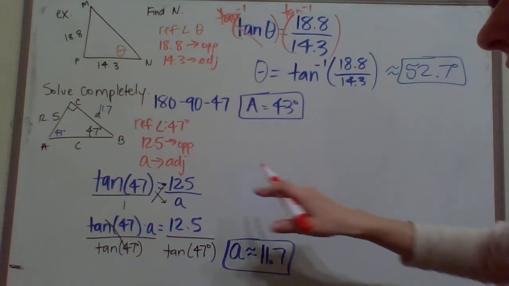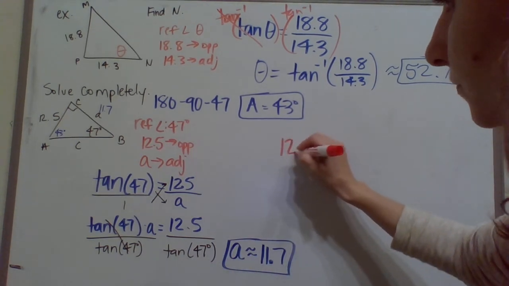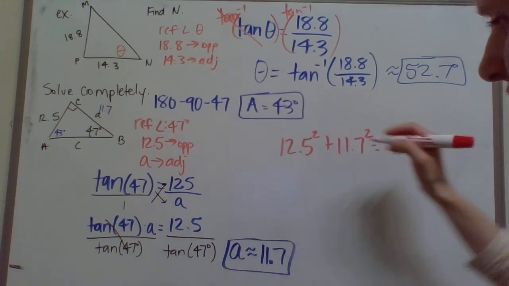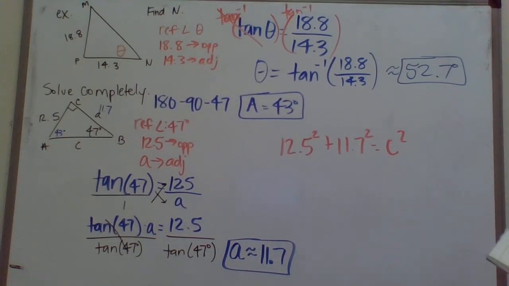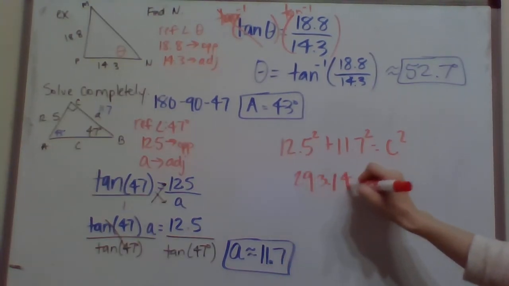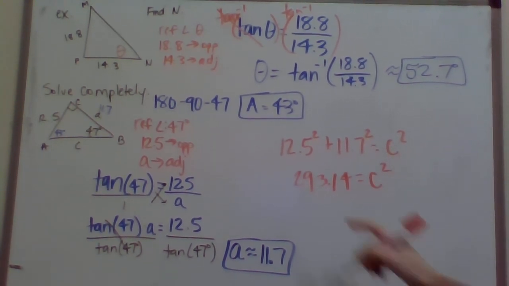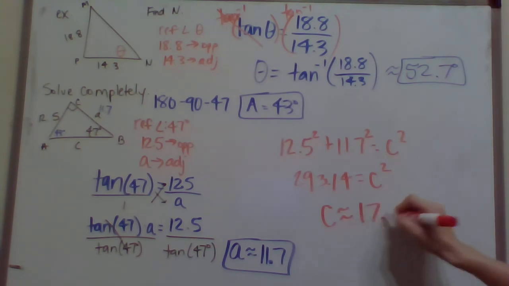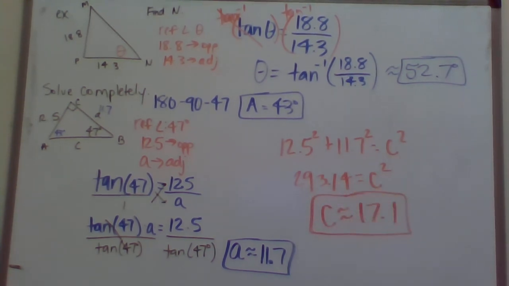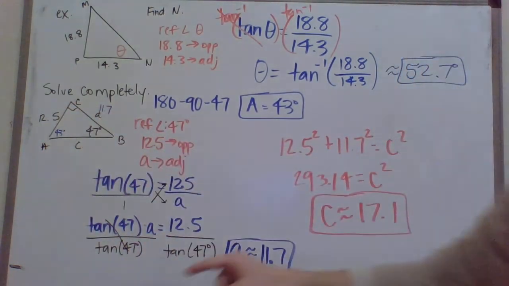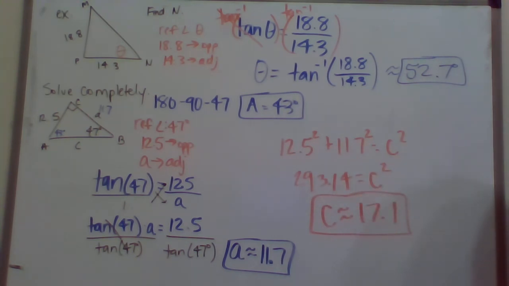If I go ahead and take 12.5 squared plus 11.7 squared is equal to C squared. When I add all that together, I get 293.14 equals C squared. And then when I take the square root of both sides, rounding to the nearest tenth, I get C is approximately 17.1. So notice in the end, they started me off with one side and two angles, and by the end I have the other three components to solve for that right triangle.